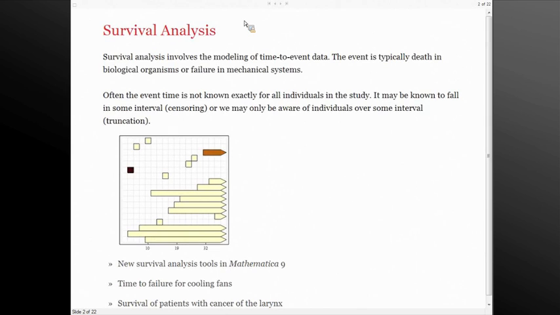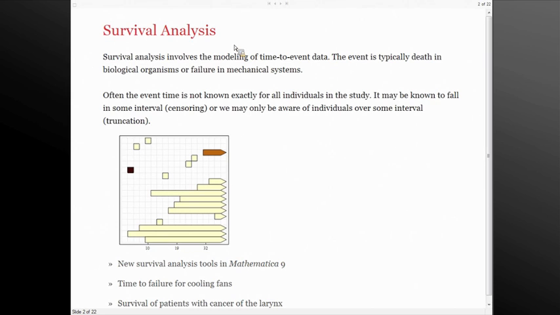Yeah, a totally different topic from the social network analysis, but survival and reliability, nonetheless, is a very important topic. And I want to share with you some of the new things that we have in version 9 for that. So let's look first at survival analysis. Well, what is it? Survival analysis is the modeling of time to event data. And oftentimes that event is something very dire, like death in biological organisms or failure in a mechanical system, but it doesn't have to be something dire like that. It could be the time to your first employment after going to college, for example.